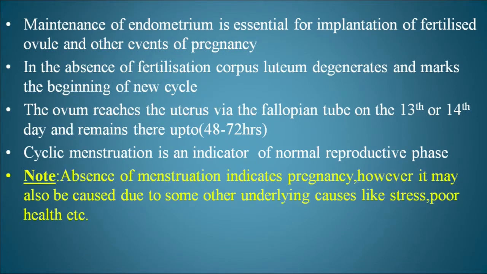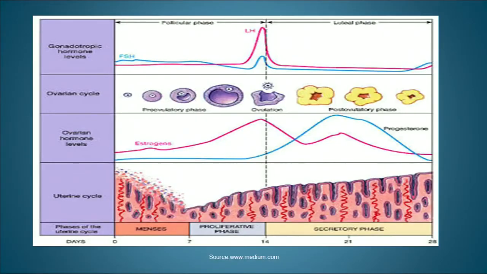The ovum reaches the uterus via the fallopian tube on the 13th or 14th day, and remains there up to 48 to 72 hours. That is why the mid half is also called the fertile period. The days 10 to 17 of the menstrual cycle are also called the fertile period. Cyclic menstruation is an indicator of a normal reproductive phase. The point to be noted here is that the absence of menstruation indicates pregnancy, but it may also be caused by other underlying causes like stress, poor health, anemia, etc. This picture is showing you the menstrual cycle.